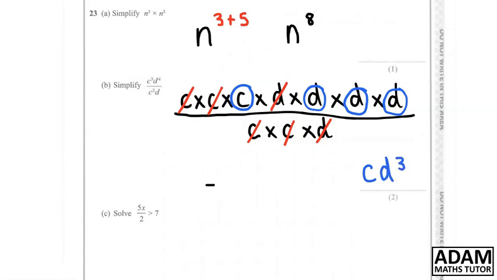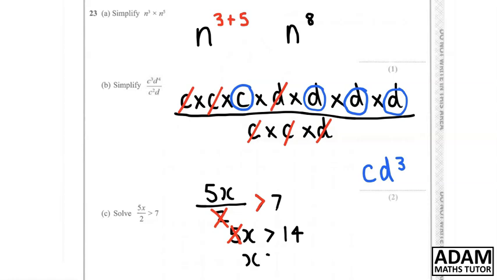Part C, solve 5x over 2 is greater than 7. You can solve inequalities in the same way that you would solve equations, but we just need to make sure that we use the symbol which was given to us at the start. So multiply both sides by 2. So 5x would be greater than 14, and then divide by 5. So x would be greater than 14 over 5.